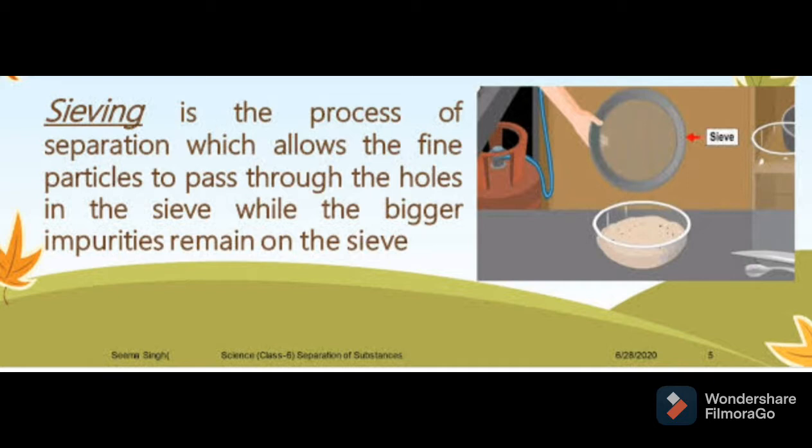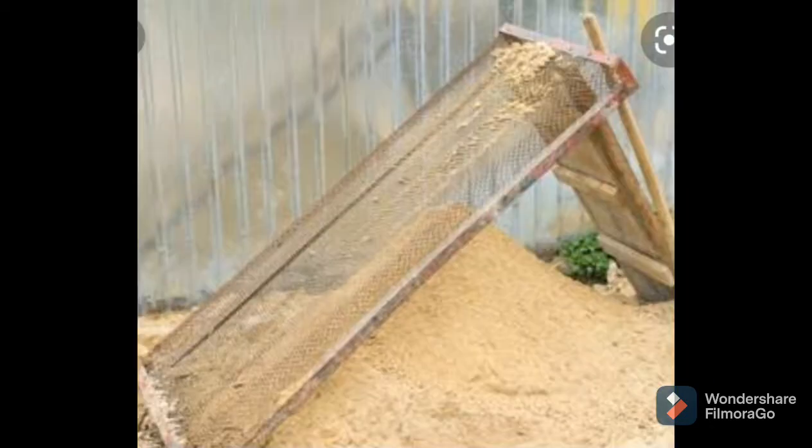Okay, so how will you define sieving? Sieving is the process of separation which allows the fine particles to pass through the holes in the sieve while the bigger impurities remain on the sieve. One more example related to sieving: have you seen any construction site, where building construction is going on? There is also one type of sieve, rectangular in shape, used to separate fine sand from larger mixed sand.